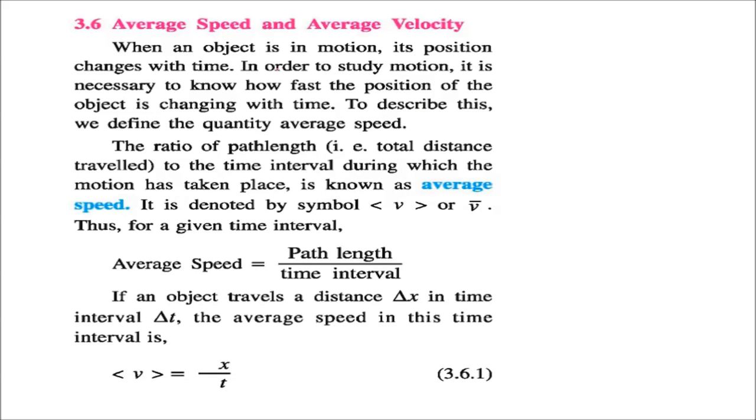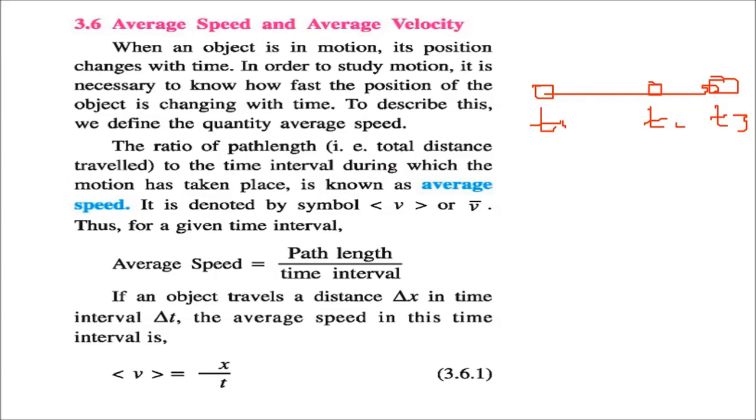It means when an object is in motion from here to here, it is moving. And this is very important, that we need to know how fast the position of an object is changing with respect to time. At T1 the object is here, T2 it is here, T3 it is here.